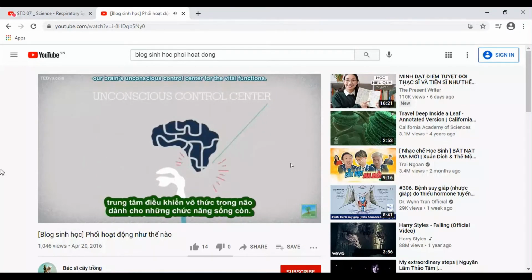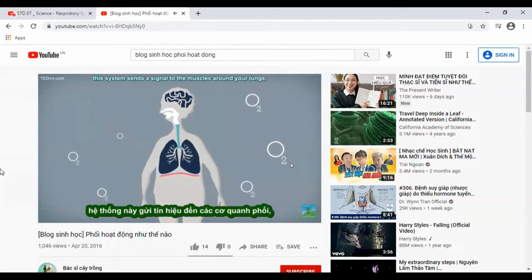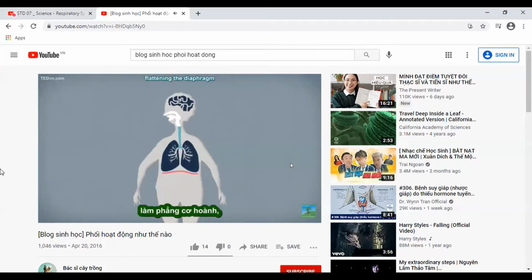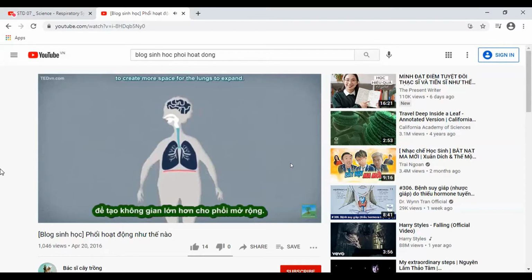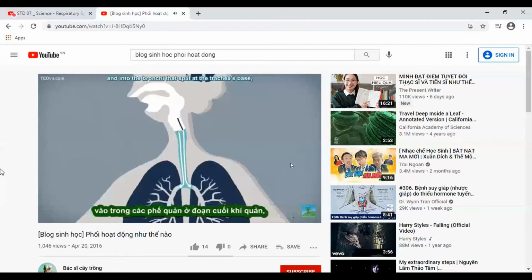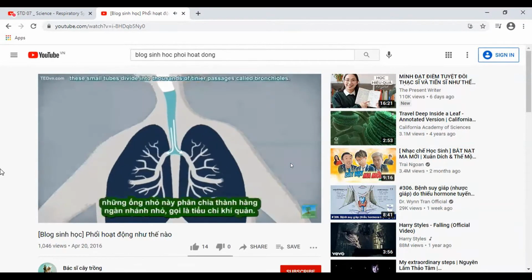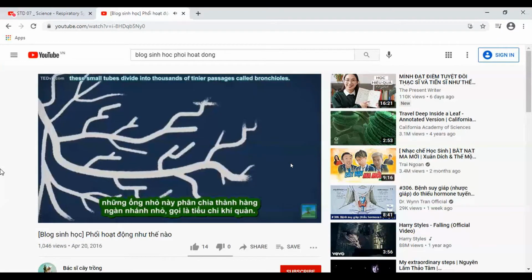for the vital functions. As the body prepares to take in oxygen-rich air, this system sends a signal to the muscles around your lungs, flattening the diaphragm and contracting the intercostal muscles between your ribs to create more space for the lungs to expand. Air then whooshes into your nose and mouth, through your trachea, and into the bronchi that split at the trachea's base, with one entering each lung. Like tree branches, these small tubes divide into thousands of tinier passages, called bronchioles.